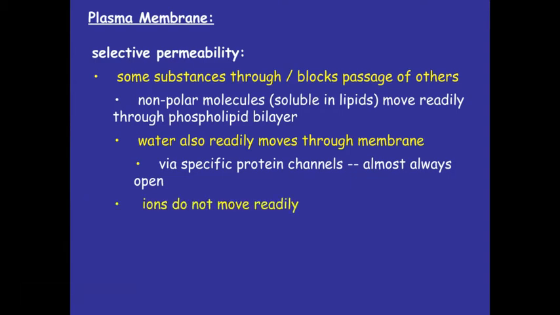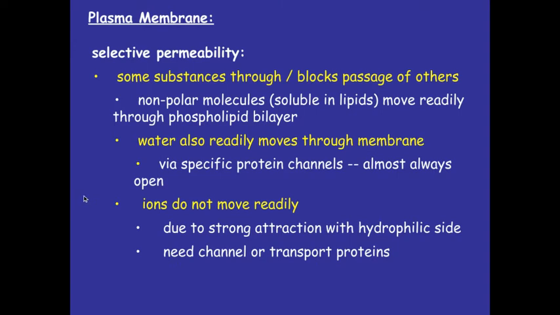Ions do not move readily across the lipid bilayer either, and that should make sense to you because you should know that ions are positively and negatively charged. Okay, so they're going to have some polar components to them, so they aren't going to be able to go through that nonpolar environment. And it's also due to their strong attraction with the hydrophilic side because it's a charge. Those are charged sides, so they don't really want to go across very easily. And so they're going to use channel or transport proteins to get across, to tunnel through to the other side, because they don't have the same polarity. So they've got to use a channel as well, just like water did, to get across the membrane.